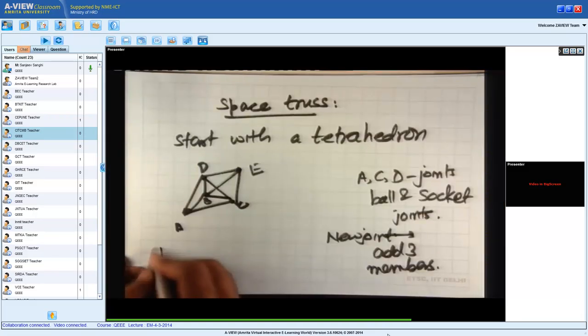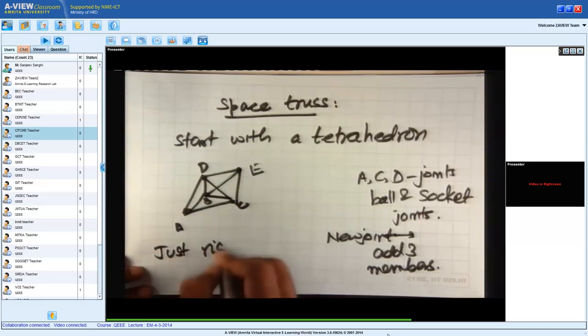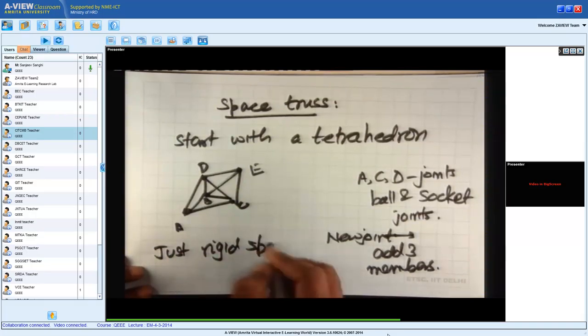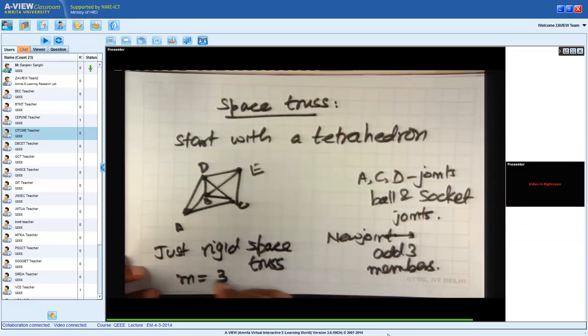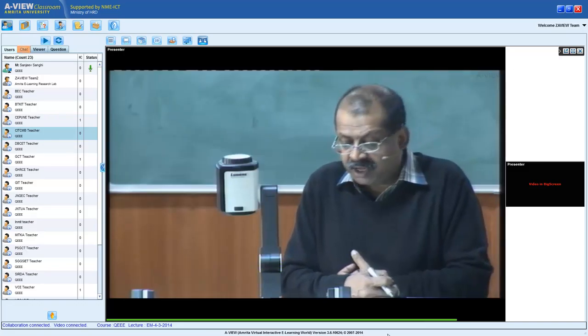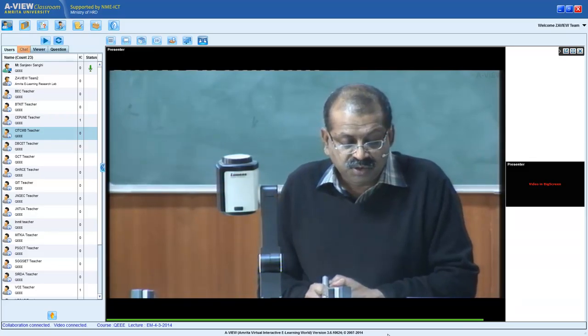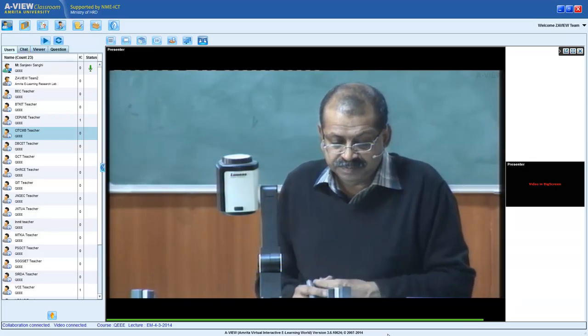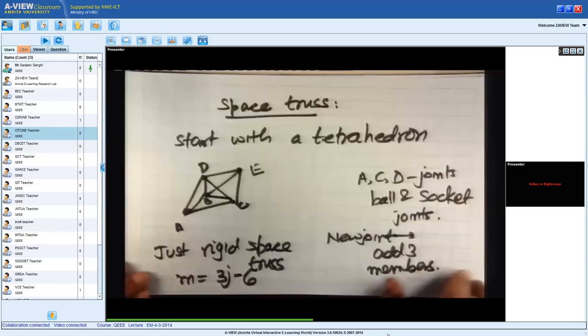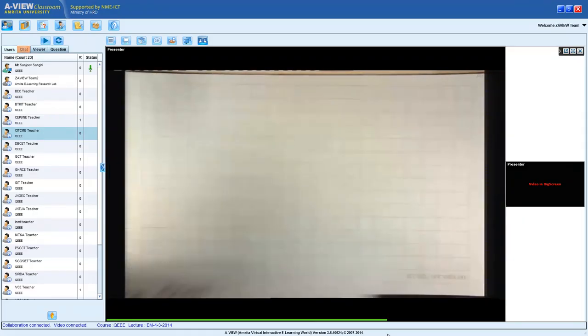So for a just rigid space truss, and you can see the formula, what you will get is M is equal to 3J minus 6. We had this as equal to 2J minus 3 for a plane truss. For a space truss, this will be 3J minus 6. So this is basically what we have in the theory of truss.